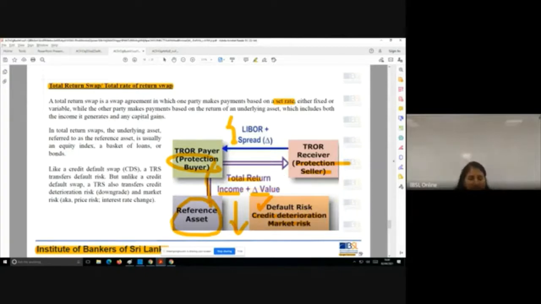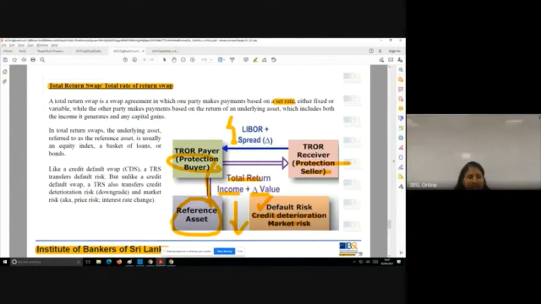And another one is protection seller. Now here, look at this. They get the total return, but they don't have to pay. They don't have to actually own these assets. So without making a substantial initial investment, protection seller now gets the right to enjoy the total return. Okay. Due to this reason, protection sellers are very keen on issuing total return swap.